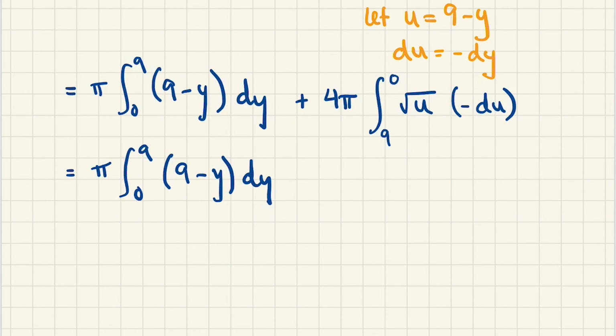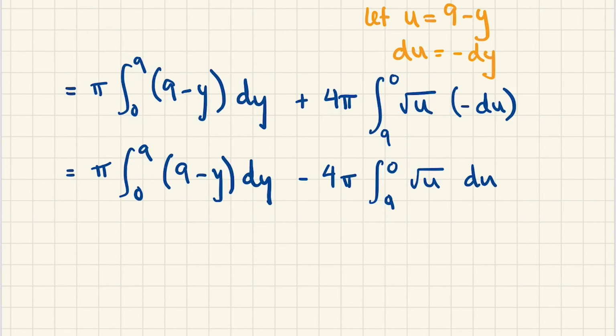Now, we could factor the negative out and go negative 4 pi, integral from 9 to 0 of square root of u du, and go on our merry way from that point. However, let's use one more property of integrals here, where if you multiply an integral by a negative, you get to switch the bounds of integration.